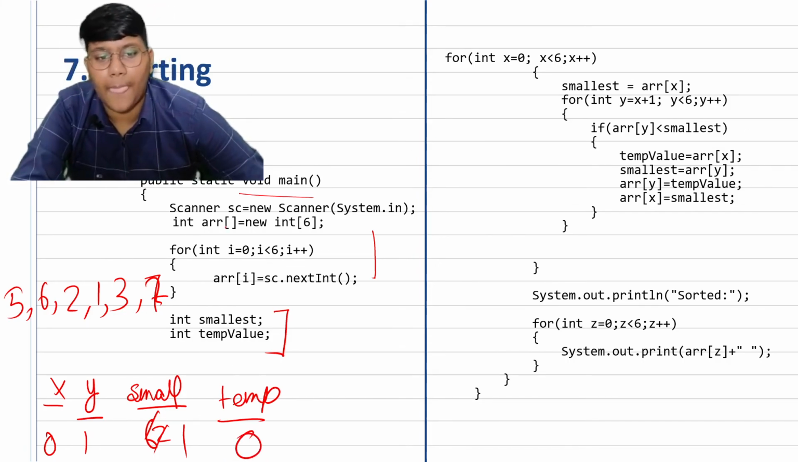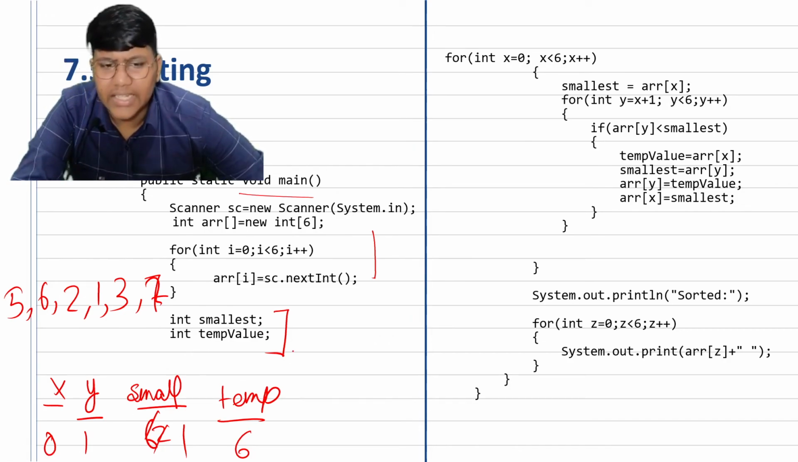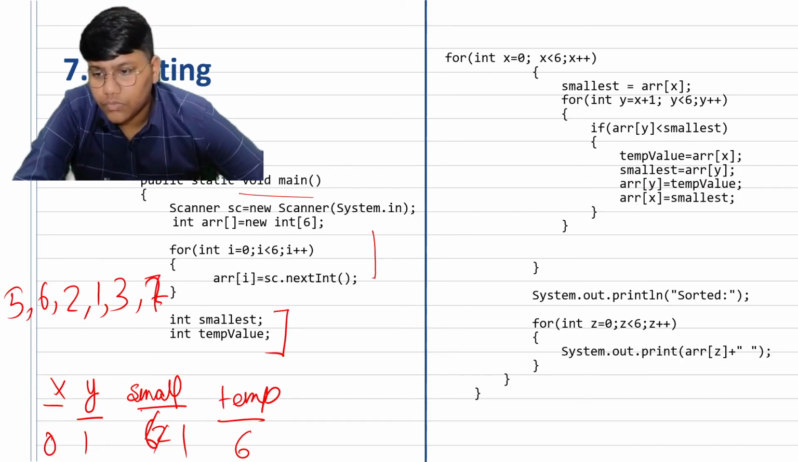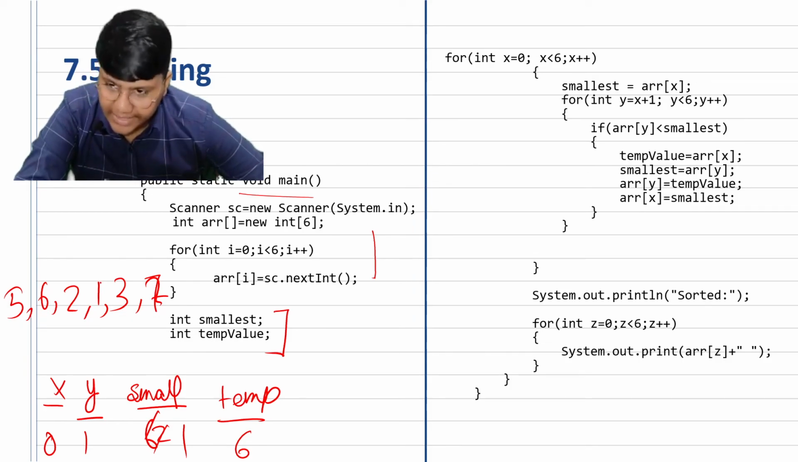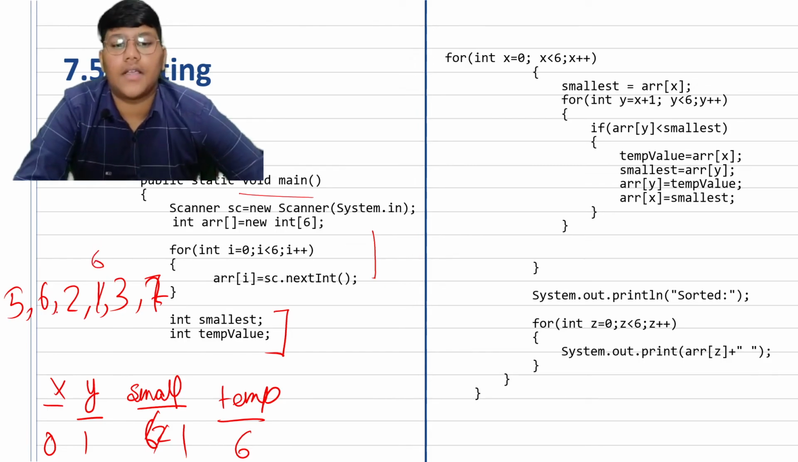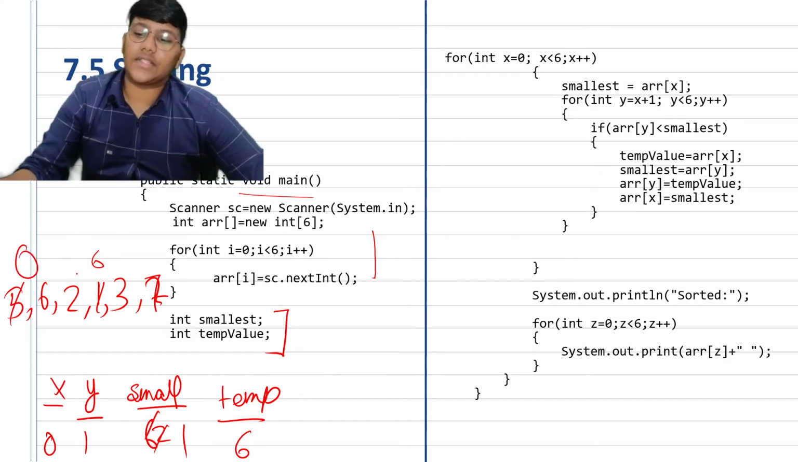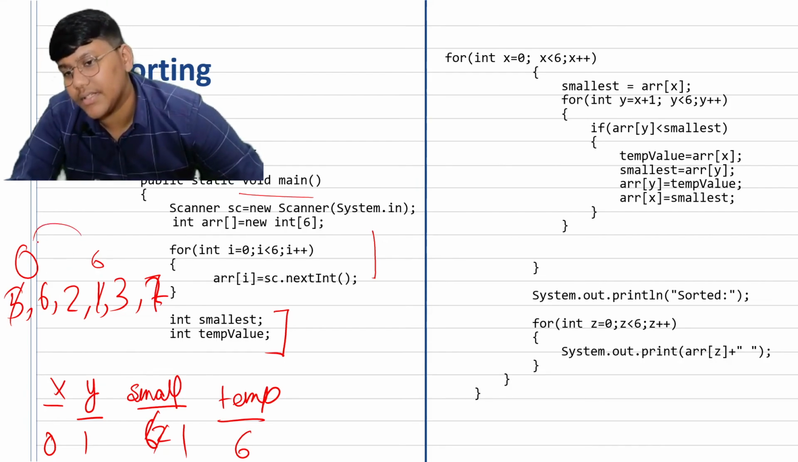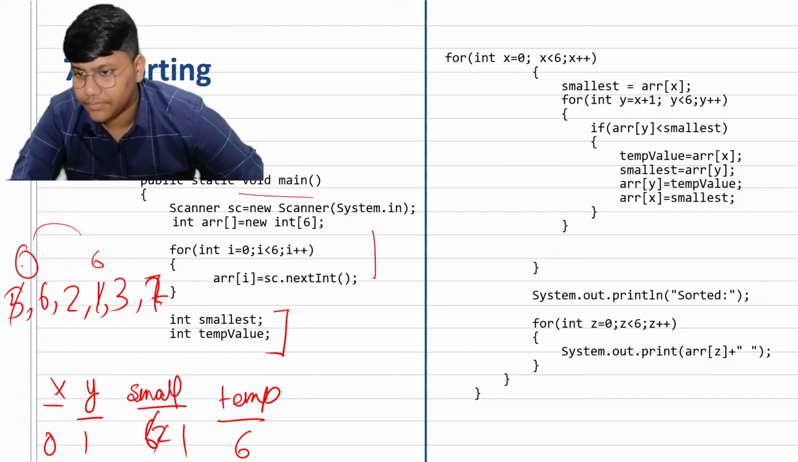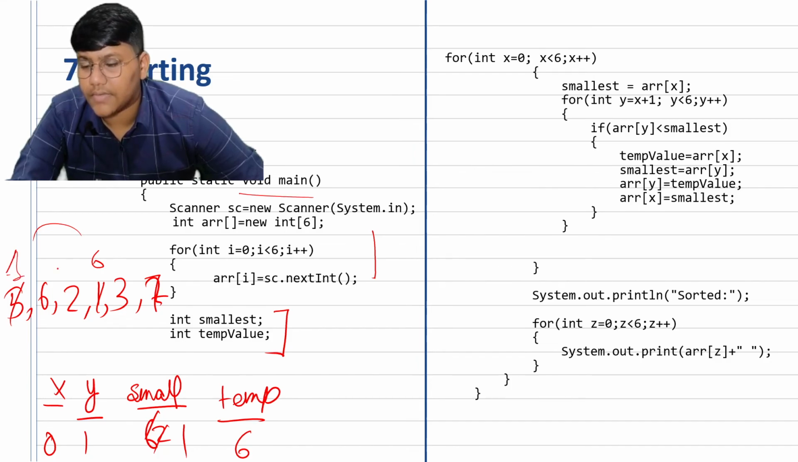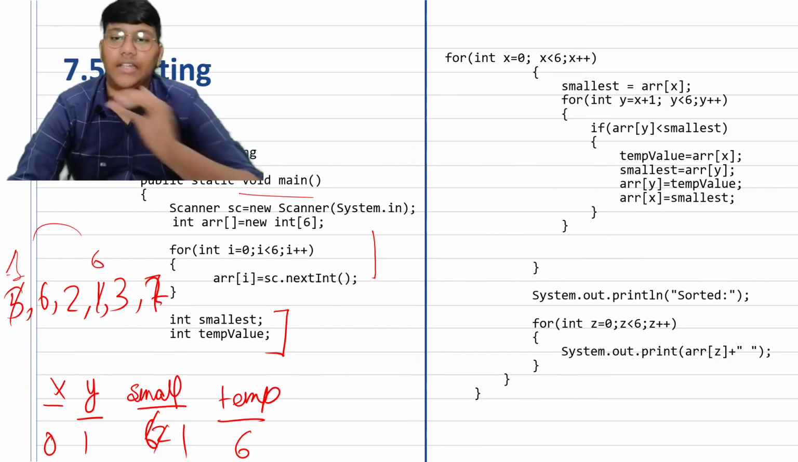Temp is 6 now. Temp is 0, sorry. Temp is 6 now. Smallest equal to arr y, that is 1. arr y equal to temp value. So arr y will become 6, and arr x equal to smallest, this will become 1. So this will go on and on. The smallest comes first, that is 1 will come here. This will go on and on till we form an ascending order.